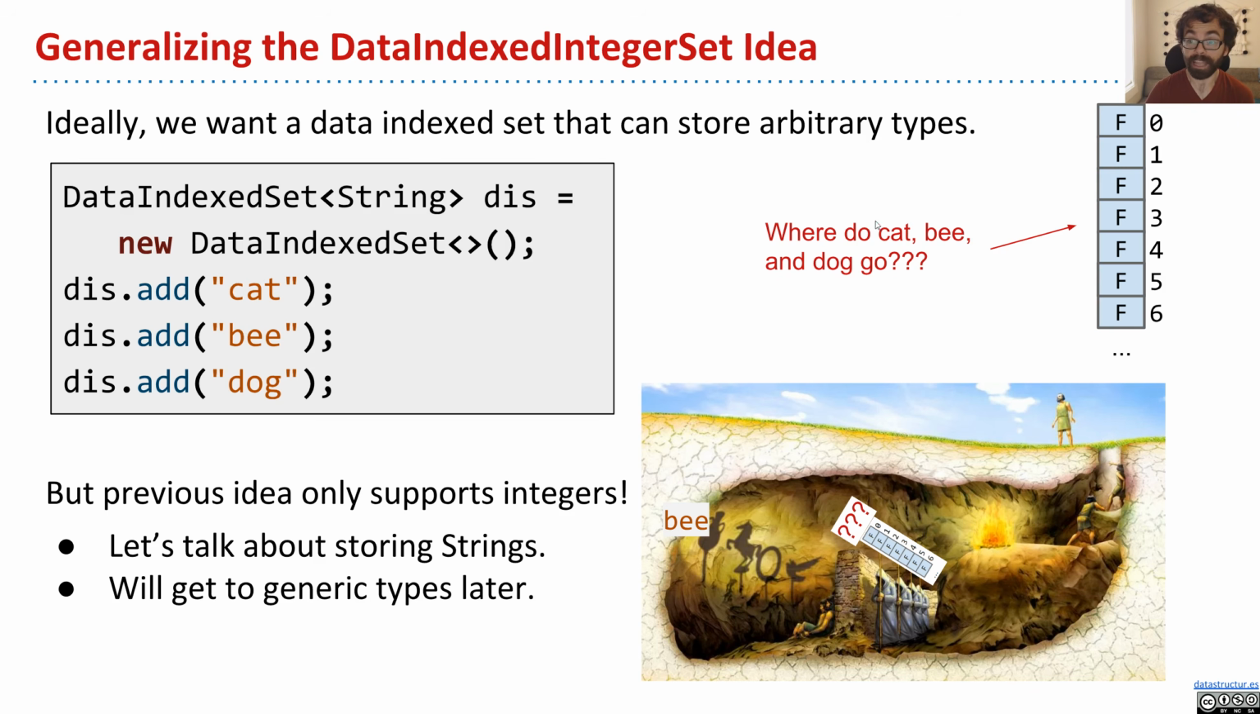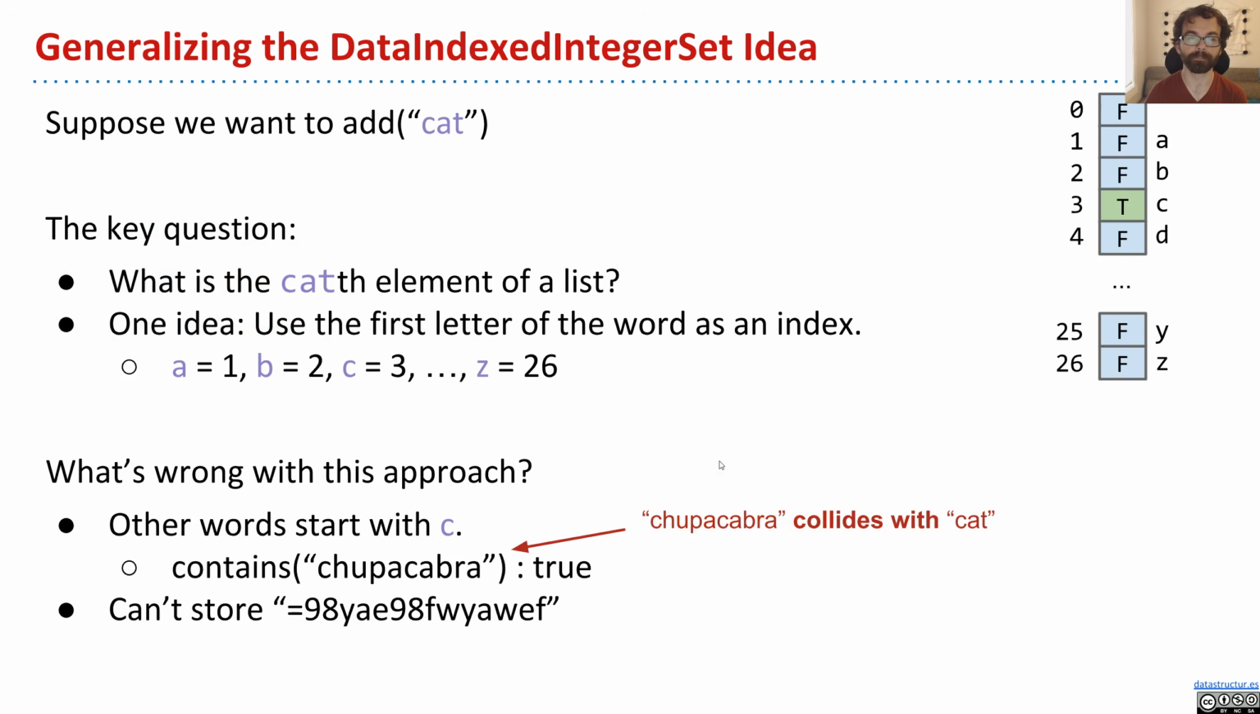We need to know where do cat, bee, and dog go, right? Like which value should I set to true? The previous idea only supports integers, and we need to do something better. That is, I have a user who expects to be able to insert bee, or cat, or dog, and we need to decide how we're going to represent true false values, so that the user observes correct behavior.